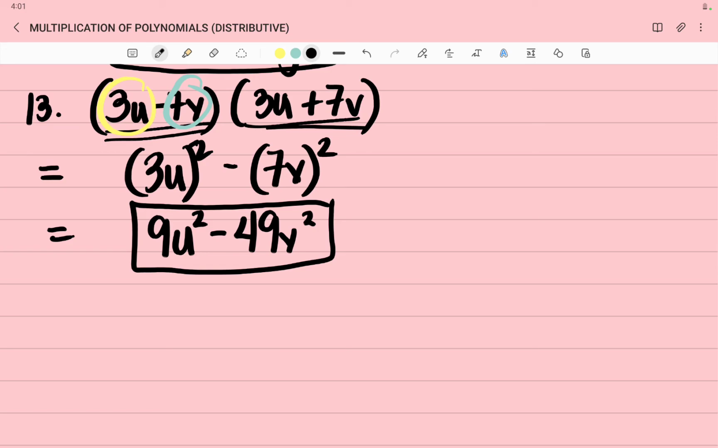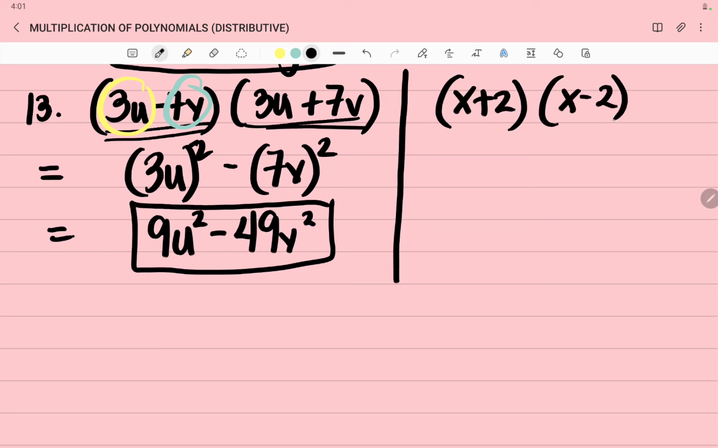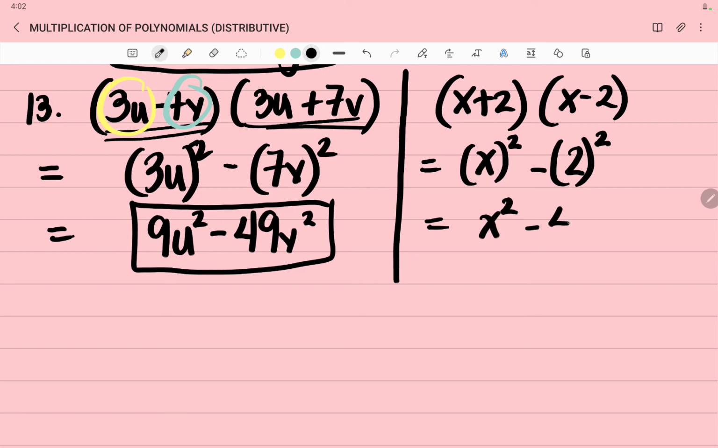Let's have another example here beside number 13. Let's say we have x plus 2 times x minus 2. What is our first term? x. So, get the square of the first term, minus, what is our second term? 2. So, get the square of the second term. We have now x squared minus 4. Okay? Clear?